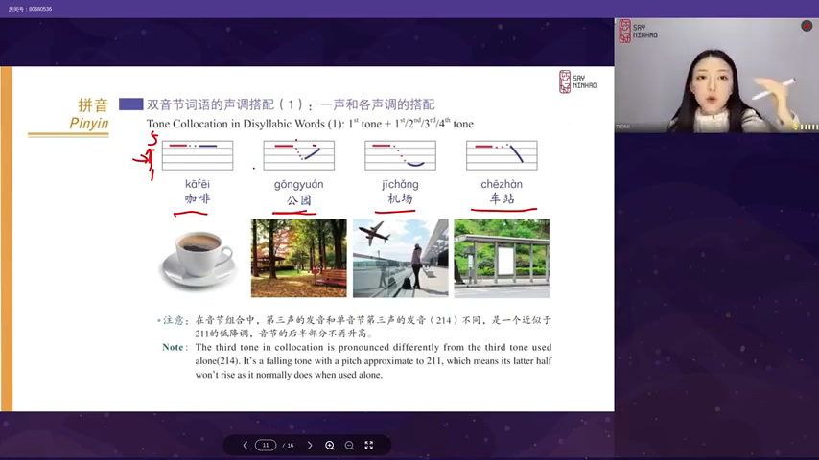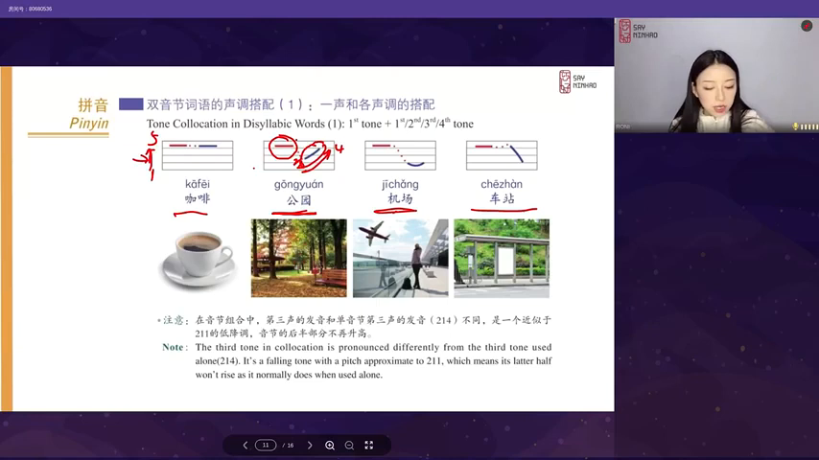Next one is 公园, it means park, okay? Park. 公园, read after me, 公园. 公园, it means park. And we can see the first tone is still the highest, and the second tone is rising up. It rises from 2 to 4, it is rising.